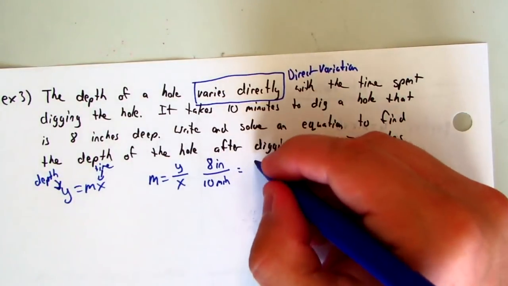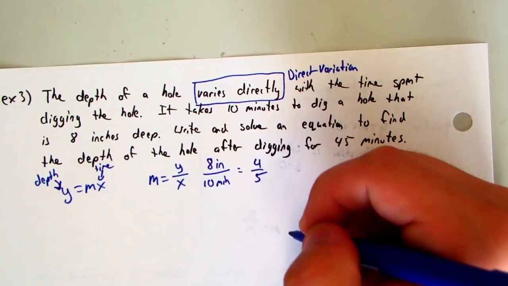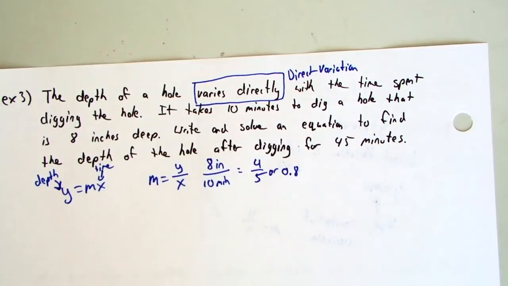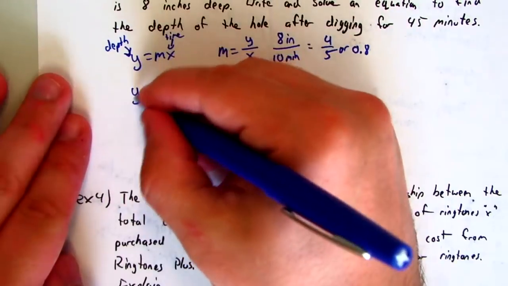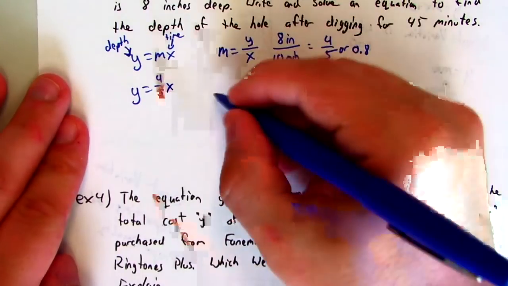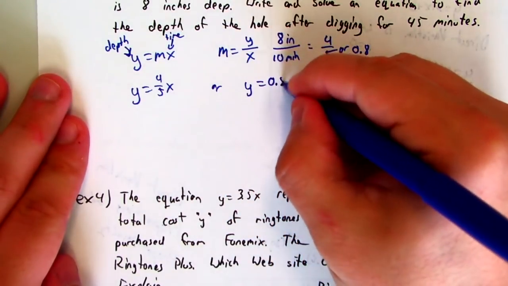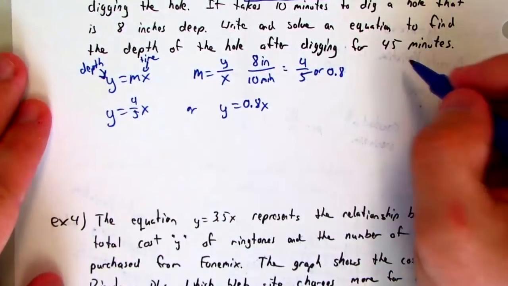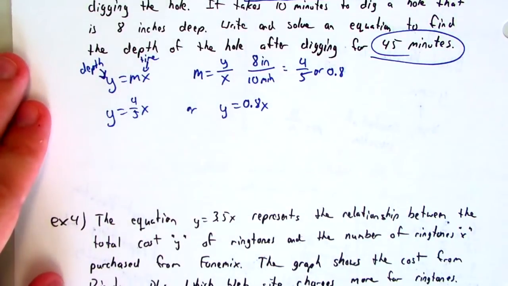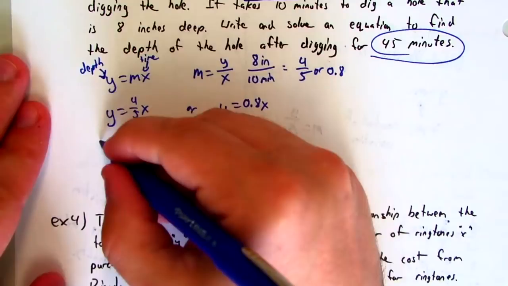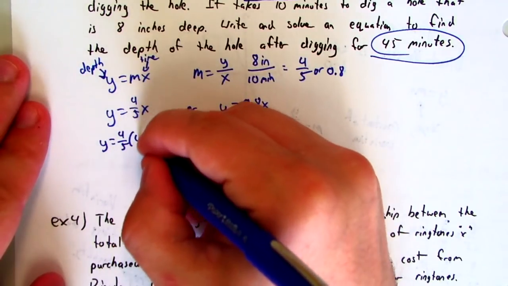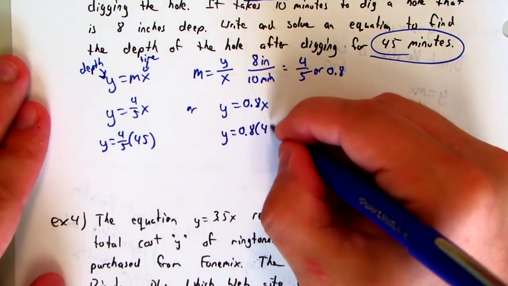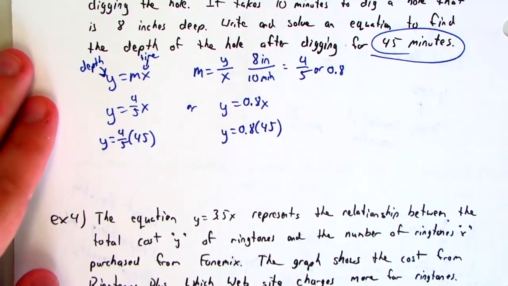And we want to, of course, simplify that. So we have 4 out of 5, or we could say 0.8, whichever one. So our equation then would either be y equals 4/5 x or y equals 0.8x. Either are perfectly fine. We now want to find out how deep we can dig the hole after 45 minutes. So we would either use this equation here and use 45 as our input, or we can use this equation here and still use 45 as our input.